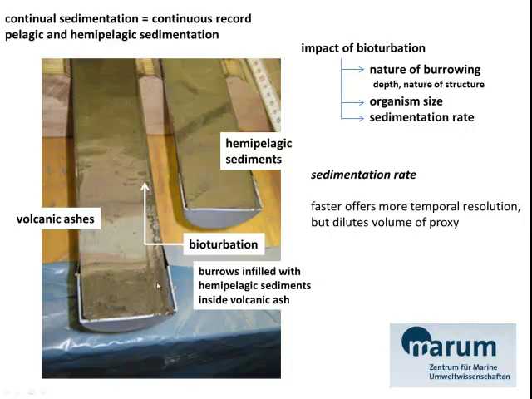Clearly, if you have continual sedimentation, you have a continuous record, and that's most easily achieved by pelagic and hemipelagic sedimentation, where you continually rain material out from the overlying water column. And clearly, if you have a faster sedimentation rate, what that will do is it'll offer more temporal resolution, in that an extended interval of sediment allows the opportunity to sample it, for example, at higher resolution. But the downside is that the volume of your proxy, whatever you're looking for in order to reconstruct the environment, will be diluted in the background material that's accumulating.